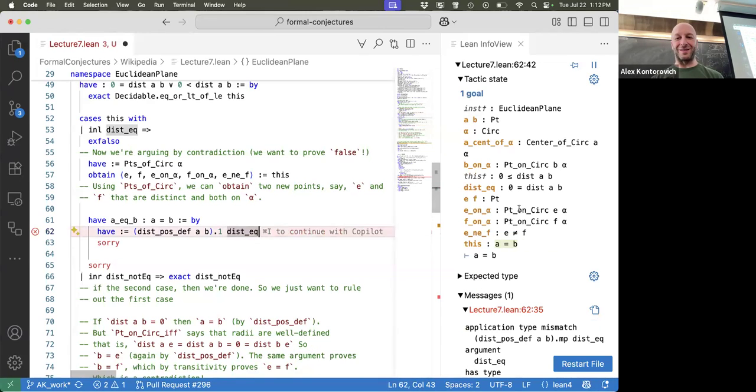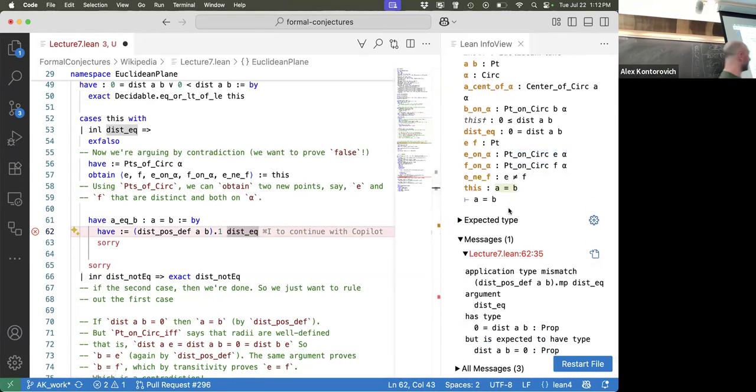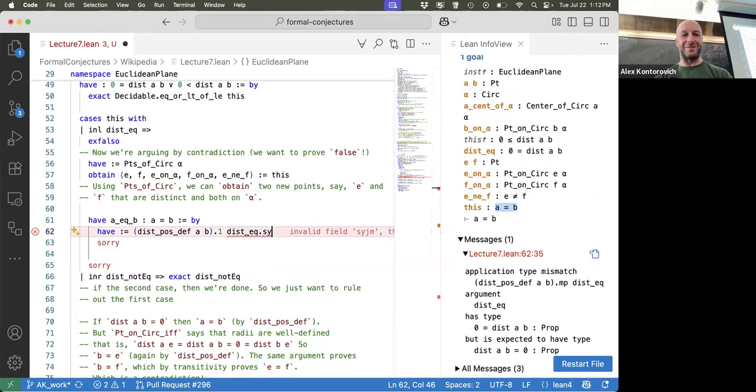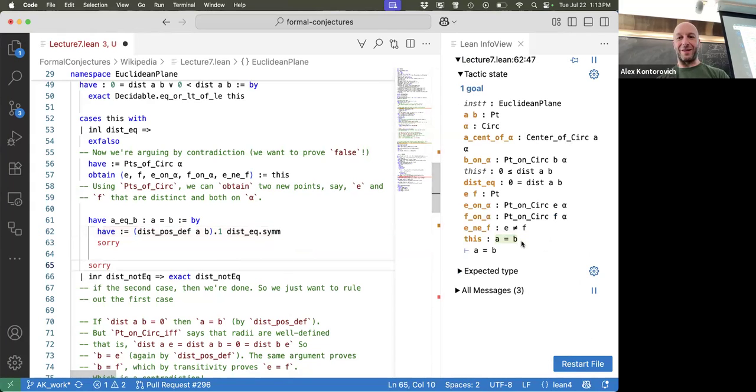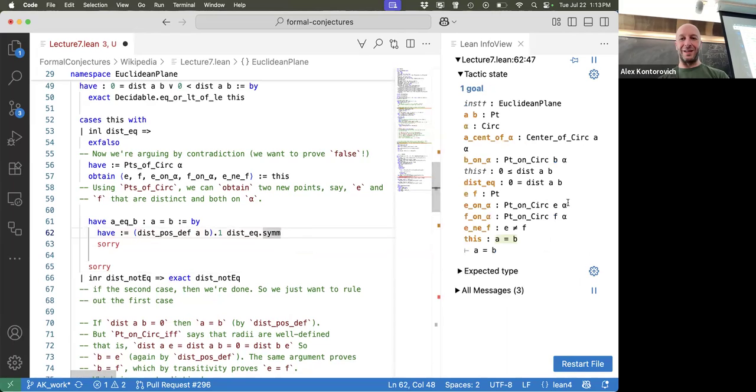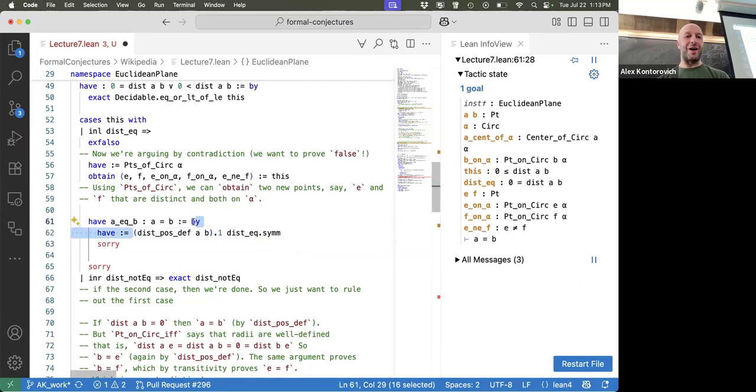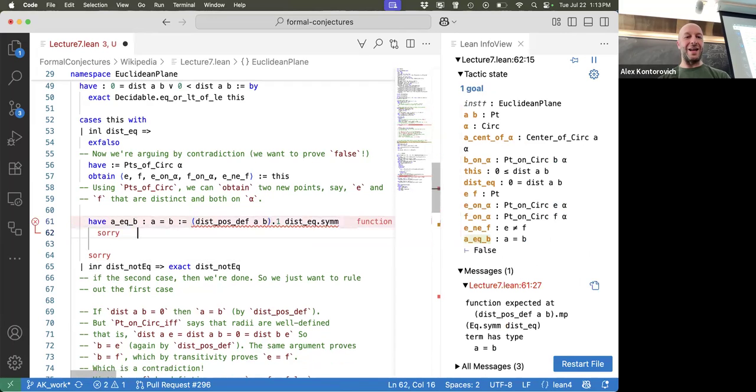It does not work. The reason is that this is 0 is equal to this AB, and what it wants is this AB is equal to 0. Dot sim. Now we have exactly the thing that we wanted. So actually I can just delete all of this, the by and the have and the sorry, and that is the proof.